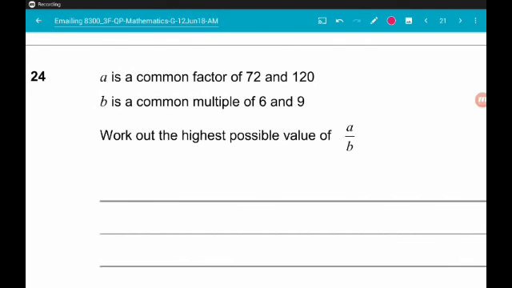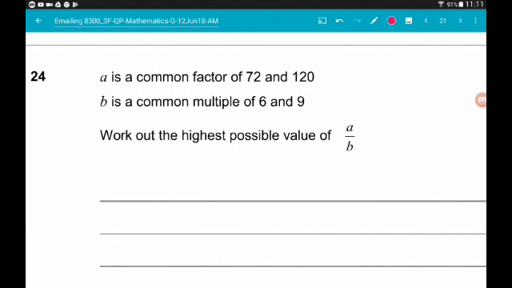Okay, 24, so we're now in the questions that are also on the higher paper. So A is a common factor of 72 and 120. So A is a number that goes into 72 and 120. B is a common multiple of 6 and 9. So B is a number that 6 and 9 both go into. Our mission is to find the greatest possible value of A over B.